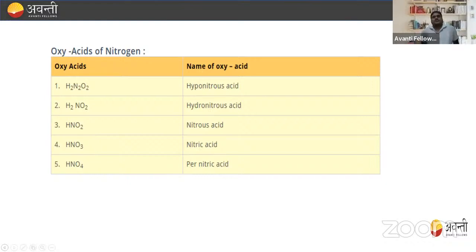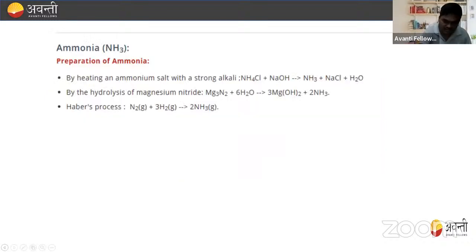So this is how you classify oxy acids and their names. H2N2O2 represents hyponitrous acid. H2NO2 represents hydronitrous acid. So remember this: H2N2O2 is hypo and H2NO2 is hydronitrous acid. Similarly, HNO2 represents nitrous acid, HNO3 represents nitric acid, and HNO4 represents pernitric acid, right? So this is all about the oxy acids of nitrogen.